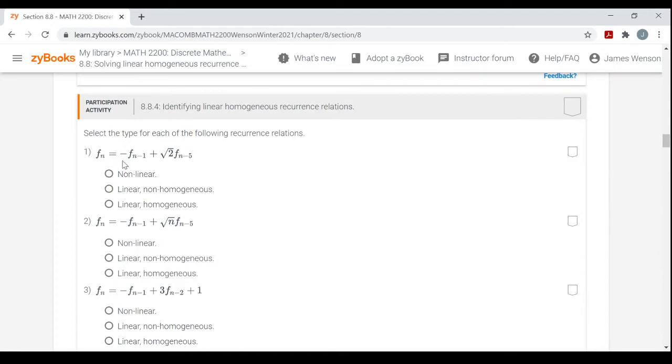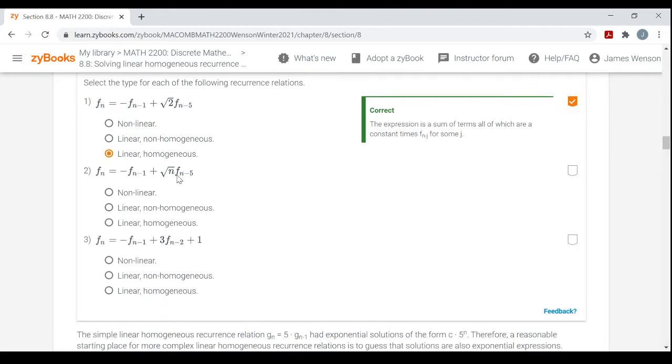So here, f_n equals negative 1 times f_{n-1} plus the square root of 2 times f_{n-5}. Yeah, this is linear. It's just a constant times a previous term plus a constant times a previous term. It would be degree 5, right? They didn't ask about that, but it would be degree 5 because you're going back 5 terms. And there's no extra term being added at the end. So it is homogeneous. So this is linear and homogeneous.